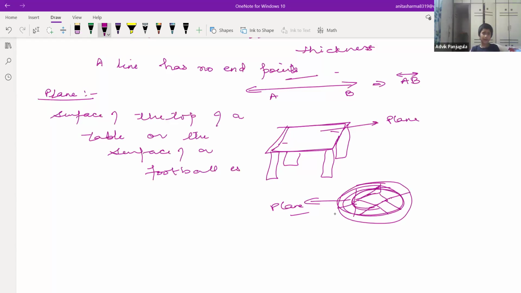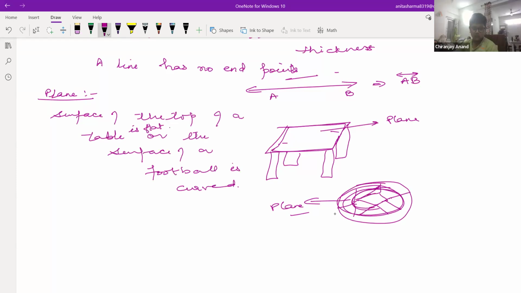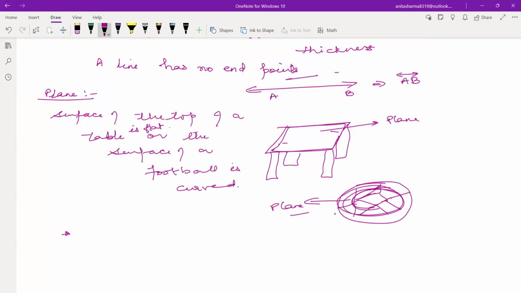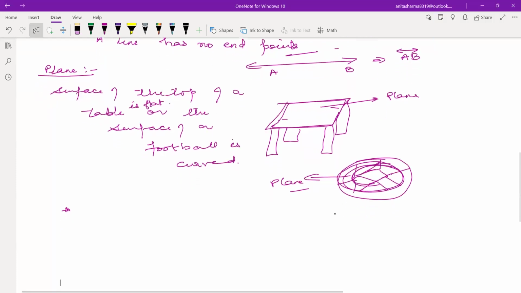Ma'am, we should draw it curved. Yes, beta, for your knowledge, you can draw, right?